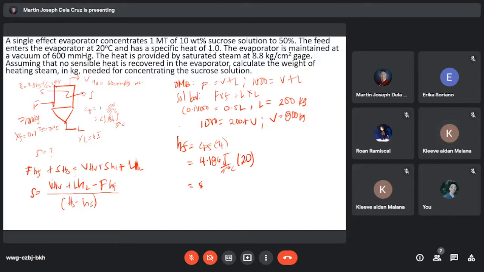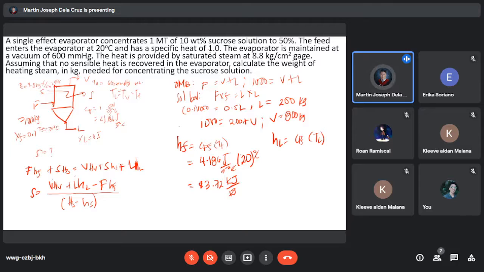83.72. 83.72 joule per gram, right? Kasi degrees dito, answer. Or we can have kilojoule per kilogram. And then your HL now is equal to your CPL times your TL. You take note class na, di ba, pag without boiling point rise, TL is equal to your TV is equal to your TE.